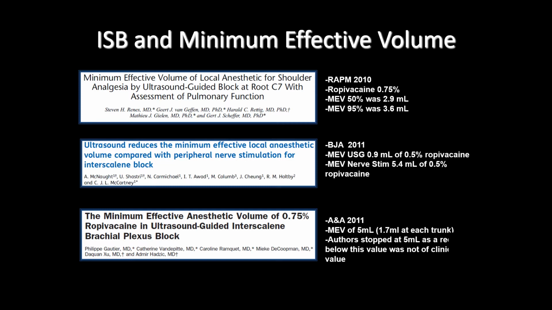The last study was for surgical anesthesia, and they found that the minimum effective volume was 5 milliliters for surgical anesthesia, and the authors actually stopped it because they didn't think there was any utility below this value.